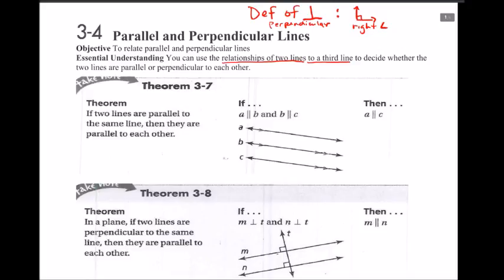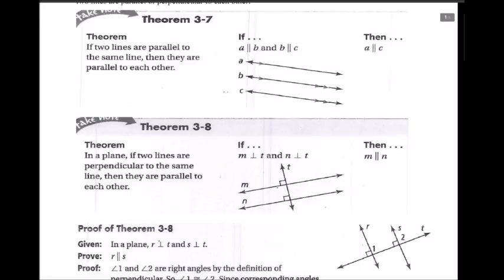This is just an extension of what we did in 3.2 and 3.3 with our 2 lines cut by a transversal, cut by a third line, intersected by a third line. All right, our first theorem here says that if 2 lines are parallel to the same line. Now let's look at what we have.